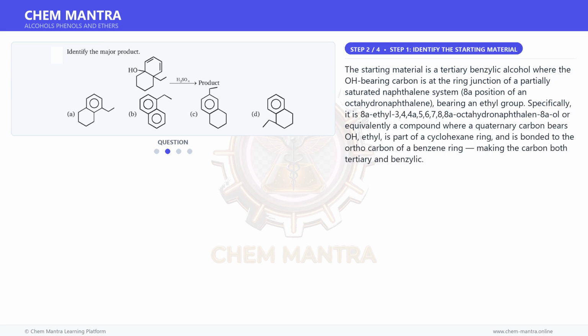Moving on to the next step. The starting material is a tertiary benzylic alcohol where the OH-bearing carbon is at the ring junction of a partially saturated naphthalene system, at a position of an octahydronaphthalene, bearing an ethyl group. Specifically, it is 8a-ethyl-3,4,4a,5,6,7,8,8a-octahydronaphthalen-8a-ol, or equivalently a compound where a quaternary carbon bears O, ethyl, is part of a cyclohexane ring and is bonded to the ortho carbon of a benzene ring, making the carbon both tertiary and benzylic.